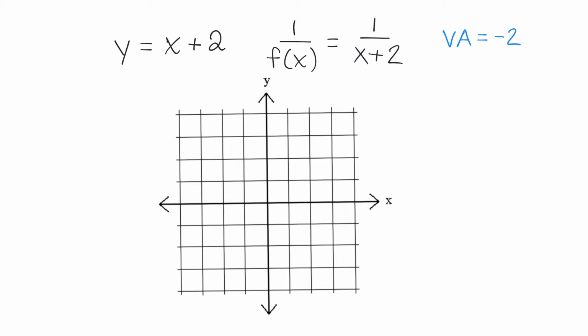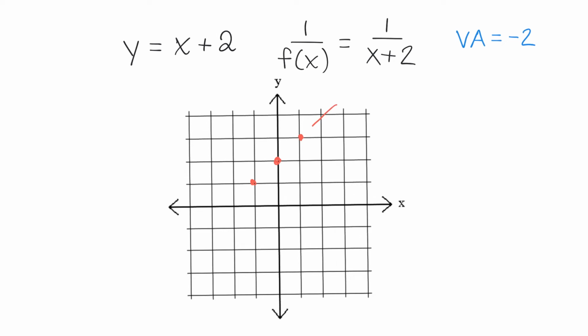So if I graph x plus 2, I've got a y-intercept at 2 and a slope of 1, and it's just going to cruise along like this, and life is grand, and there we go. If I make a table of values and graph this reciprocal function, I already know that my vertical asymptote is over here at -2. So I'm going to fill this in because I know I can't cross that.